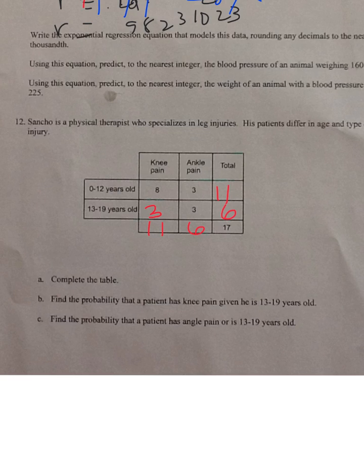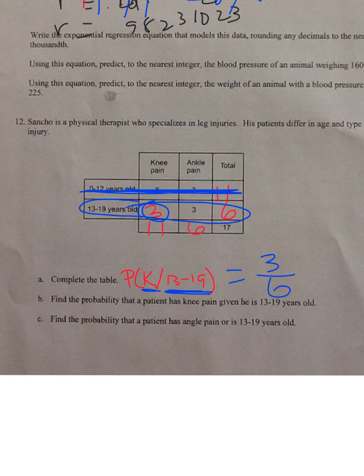Find the probability that a patient has knee pain given he's 13 to 19 years old. So remember, you're only looking in this column, 13 to 19. You don't want to look at any other column. We're only looking in this one, and I want the ones that have knee pain. There are 3 out of 6.